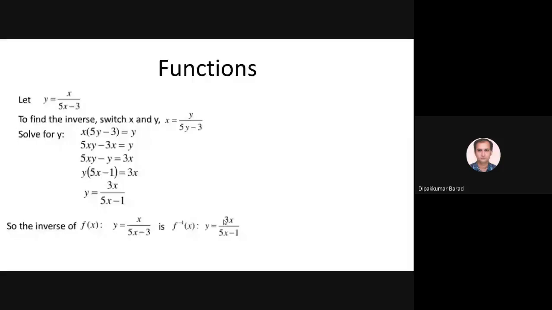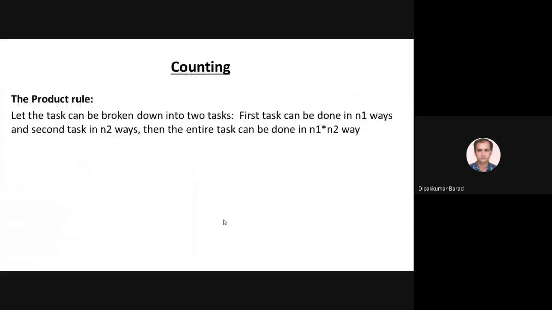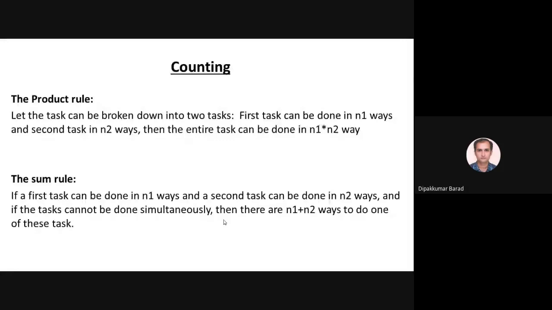This is the quadratic polynomial identity; exponential need not be discussed. Now the product rule. Let a task be broken down into two tasks. If the first task can be done in n1 ways and the second task in n2 ways, then the entire task can be done in n1 times n2 ways. This is the product rule of counting. Now the sum rule: if the first task can be done in n1 ways and the second task can be done in n2 ways, and the tasks cannot be done simultaneously, then there are n1 plus n2 ways to do the task.